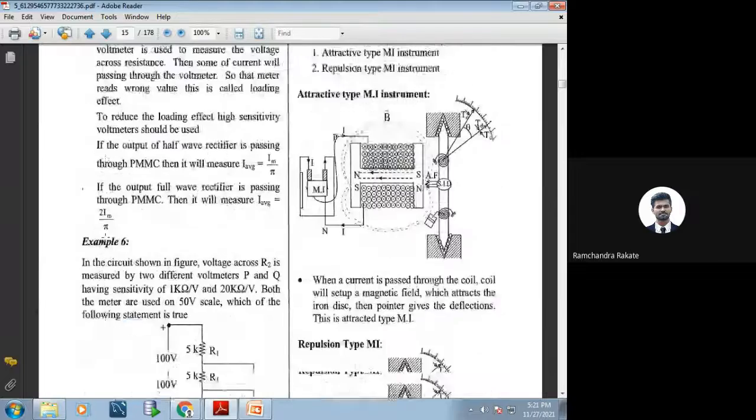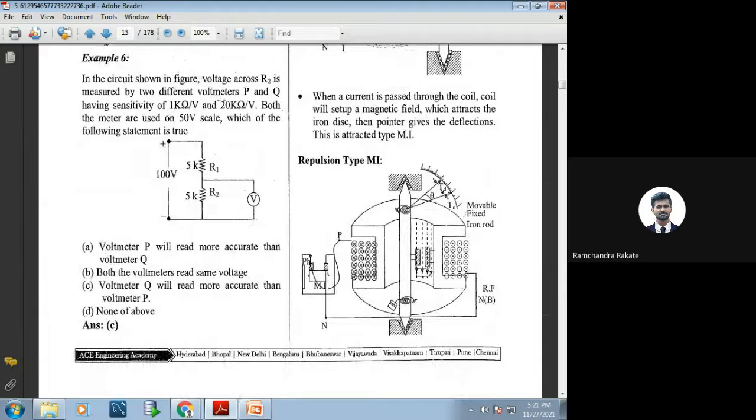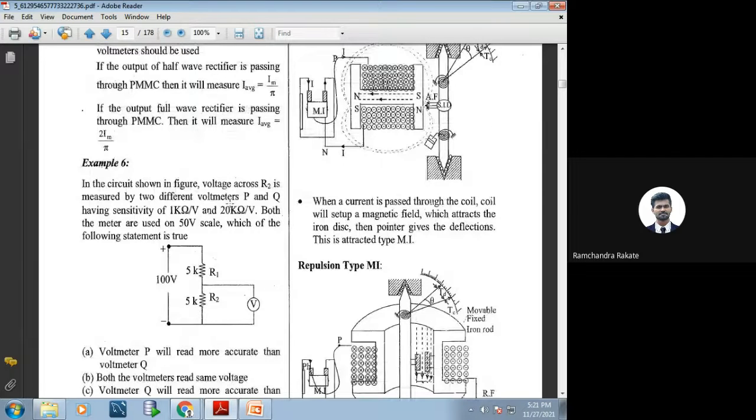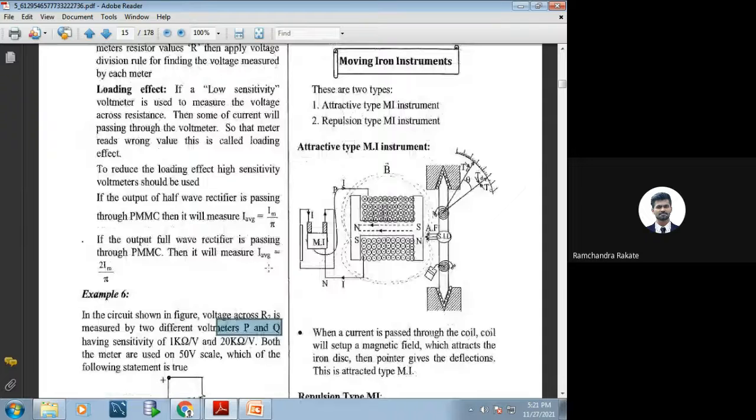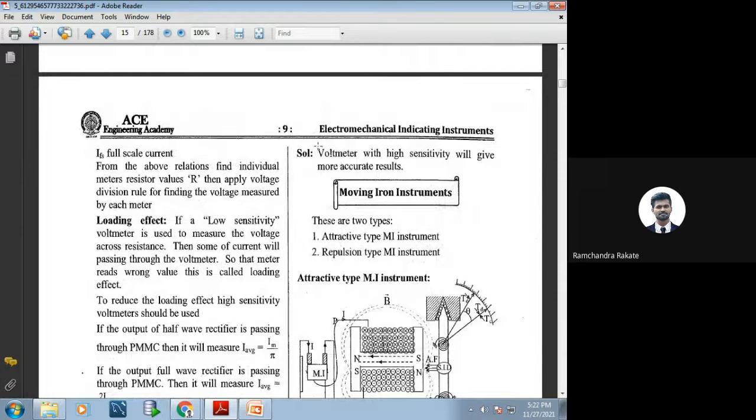So in this example, which one has high sensitivity? The 20 kilo ohm one, correct? So that is your Q. So the answer is C. It means that voltmeter Q will read more accurate than voltmeter P. Both are useful for the measurement, but in comparison the sensitivity is more for Q, so we'll include Q for the measurement. The solution also says the voltmeter with higher sensitivity will give the more accurate result.